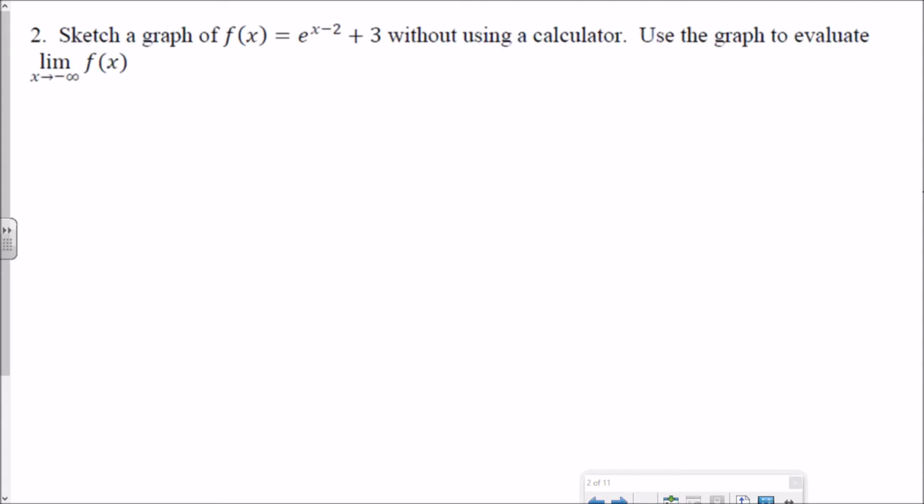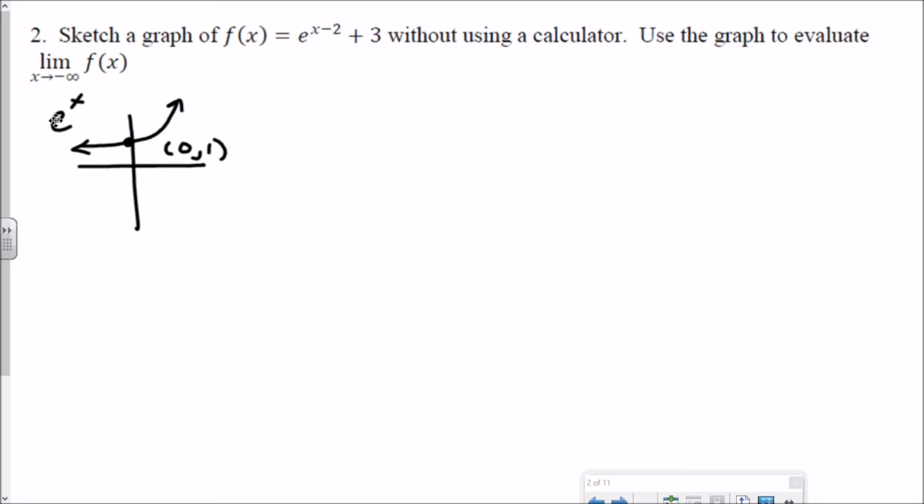All right, next one. This says sketch a graph of f of x is equal to e to the x minus 2 plus 3 without using a calculator. Use the graph to evaluate the limit as x approaches negative infinity of f of x. So in order to graph it, the first thing you need to think about is the parent function. Okay, the parent function looks kind of like this, with a turning point at 0, 1. That's just normal e to the x. Or really that's any normal exponential growth. So that's what it looks like.